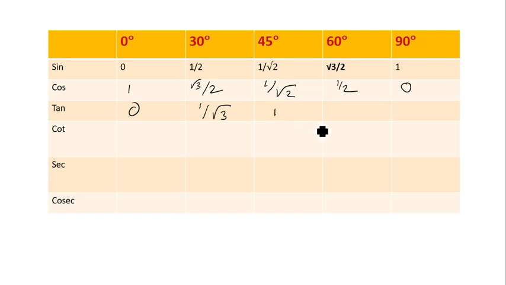Now coming to tan 60. Now see, tan 60 is the most problematic, because many students get confused about whether it's 1 by root 3 or root 3. So what I am telling you, don't confuse yourself. Just remember, sin 60 is root 3 by 2. Cos 60 is 1 by 2. So if you divide both of them, what you are getting? You are getting root 3.